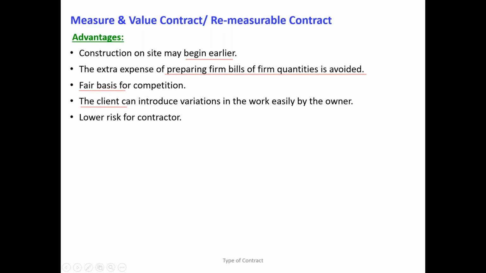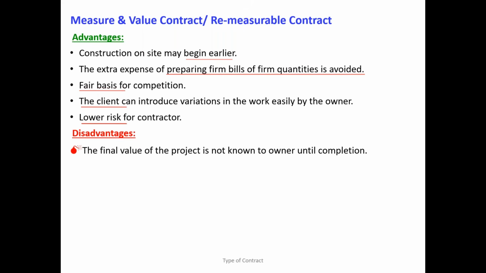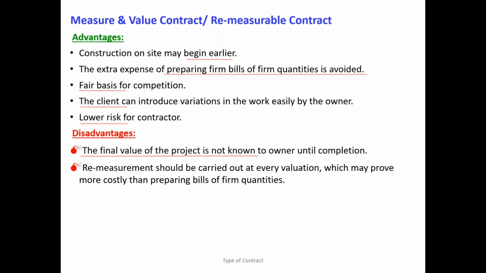So therefore, lower risk went to the contractor. But when it comes to the disadvantage, the cost certainty or time certainty, not now. So if the employer wanted to have the cost certainty or time certainty, he can go for a measure and value contract. Is it possible to achieve? No, not possible.